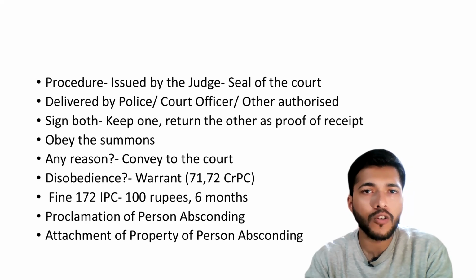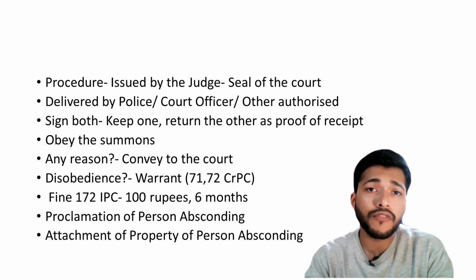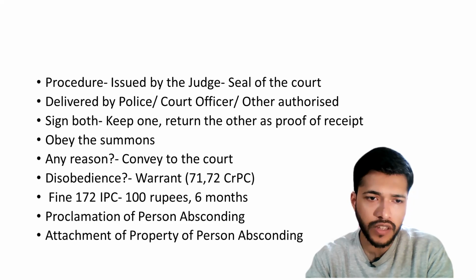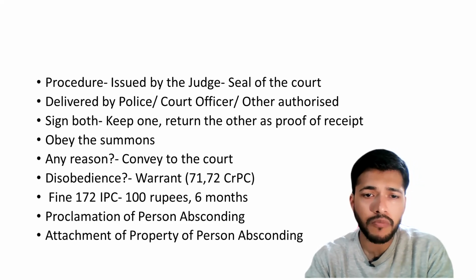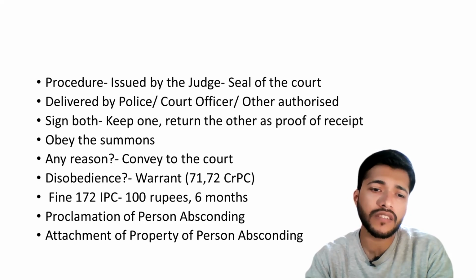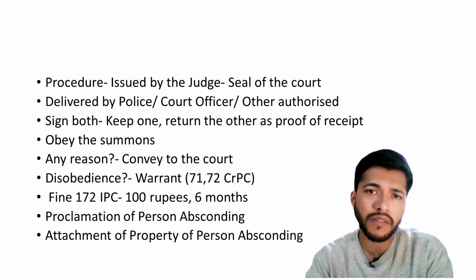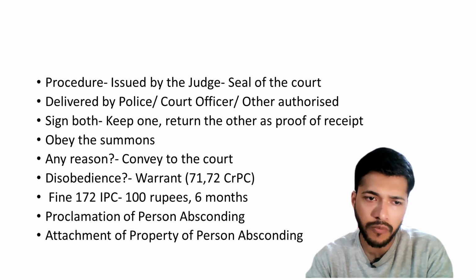If you cannot obey the summons, you need to convey it to the court in writing. And if you willfully disobey a summon, that is punishable under 174 and 176 CRPC. Fine is 172 IPC, which is 100 rupees for 6 months. The court can also proclaim a person as absconding, and it can also attach the property of the person who's absconding. You need not remember the CRPCs for that, but you need to know the term proclamation of person absconding and attachment of property of person absconding.